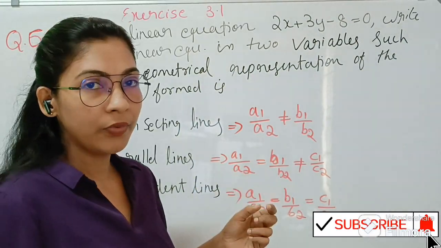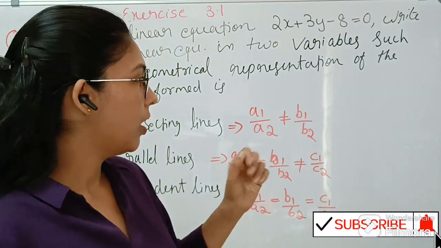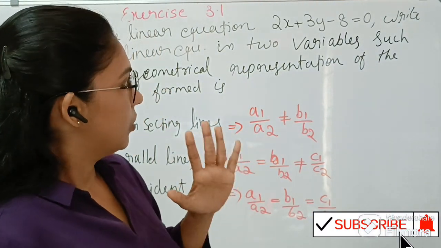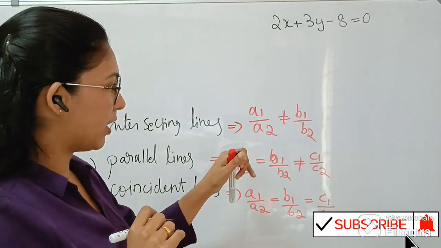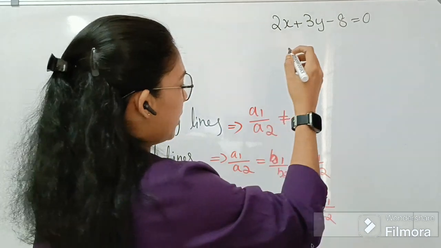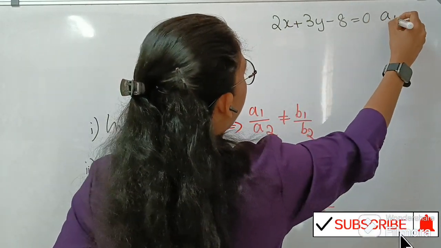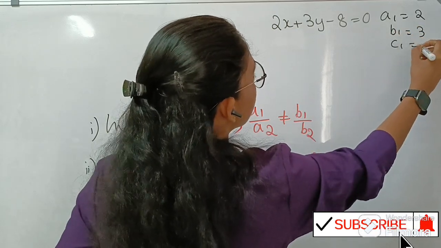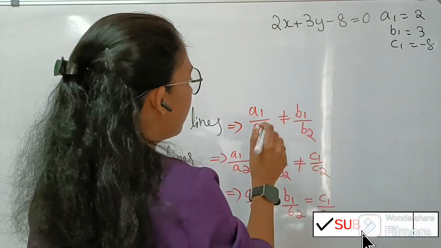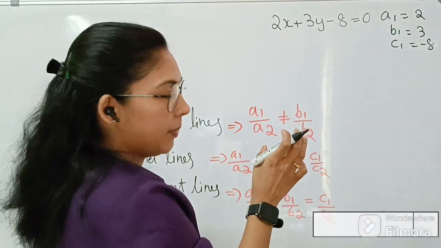Now we have to make another equation which satisfies these relationships. So that is the task. Let's start with the condition for intersecting lines, a1 upon a2 not equal to b1 by b2. Here a1 is equal to 2, b1 is equal to 3, and c1 is equal to minus 8. So the relation is a1 by a2 not equal to b1 by b2.